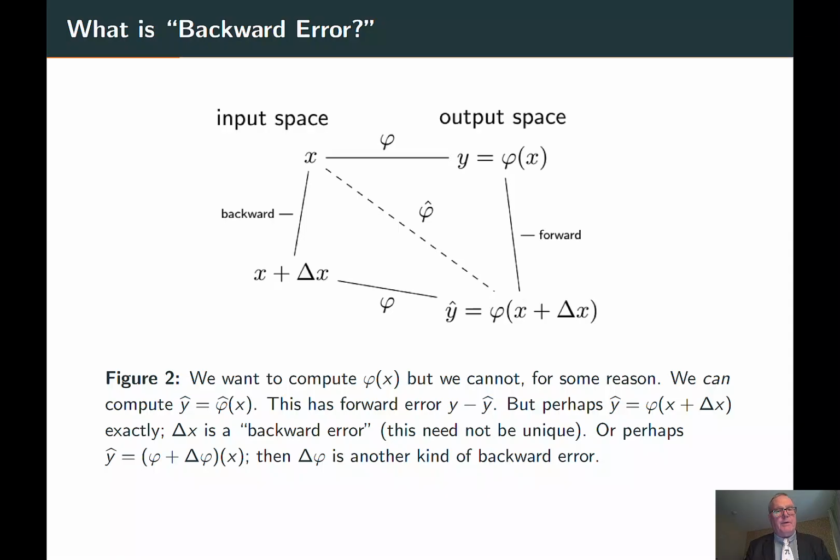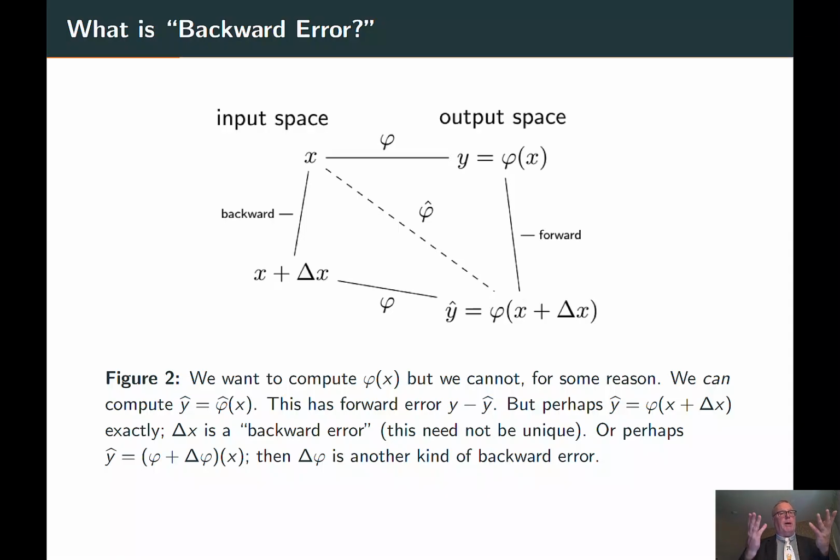But you can also think of it differently. You could say, well, if I had started at x plus delta x with slightly different data, and then I computed phi, then I would have arrived at y hat. There might be multiple choices of delta x for which that was true, of course.